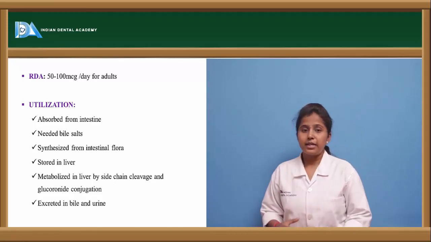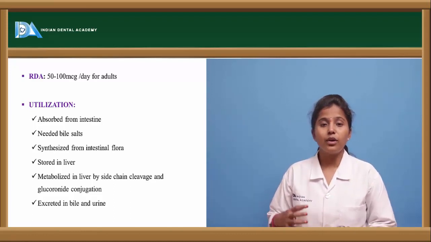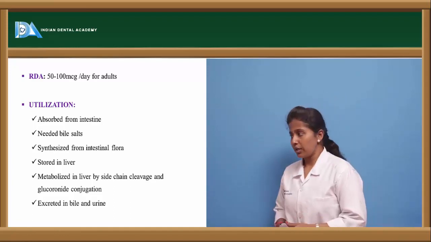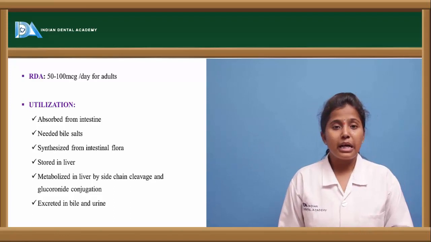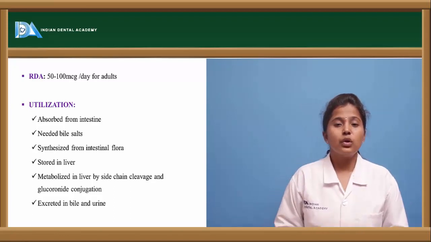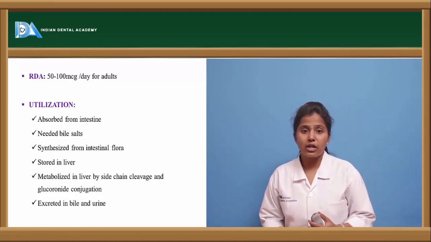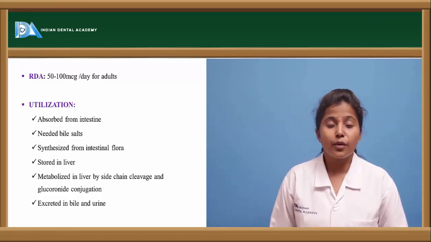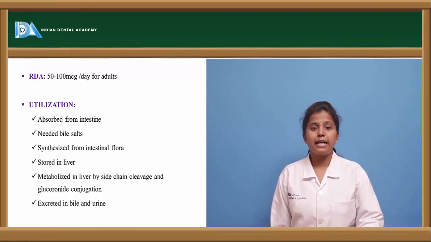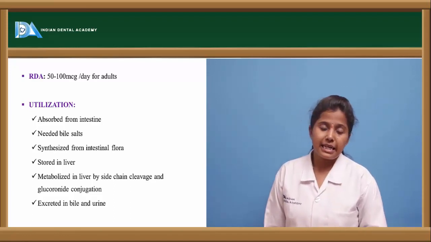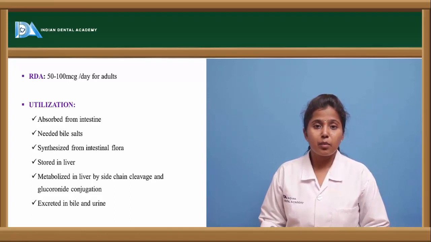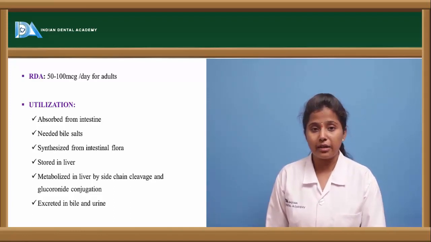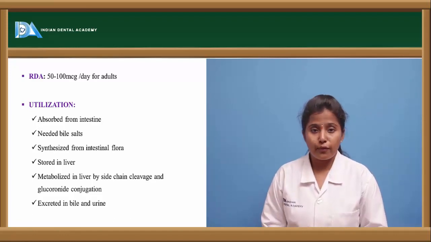Apart from that, it is stored in the liver. If there is any excessive amount of vitamin K present in the body, it is stored in the liver, and it needs bile salts for metabolism. Bile salts are secreted in the body from the gallbladder. From the gallbladder, bile salts as well as bile pigments are secreted out. Vitamin K metabolism needs bile salts for the conversion of inactive form to active form, or for the storage of vitamin K.